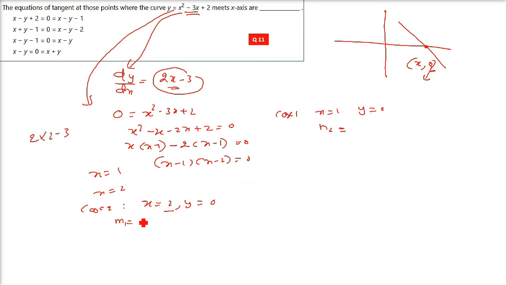So 2 into 2 minus 3 here, and here 2 into 1 minus 3. So 2 minus 3 is negative 1. 2 times 2 minus 3 is 1. So m1 is 1 and m2 is negative 1. Let us formulate the equation.